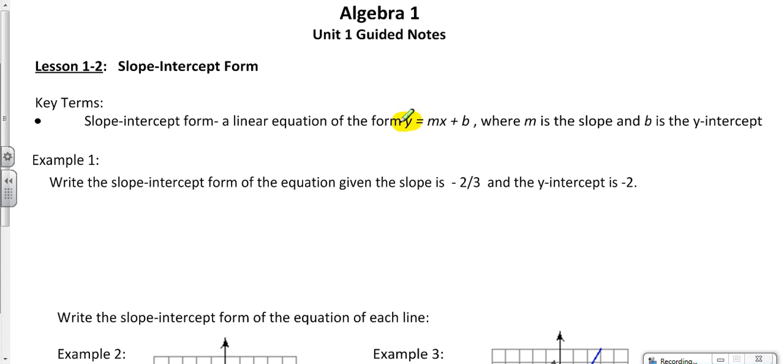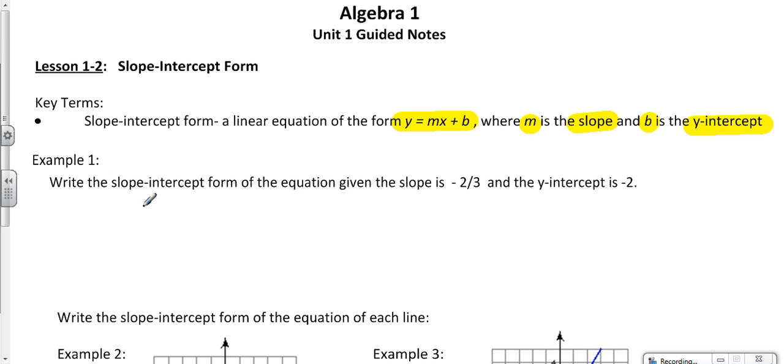So it gives you an equation of y equals mx plus b, where m is the slope and b is the y-intercept, and that allows you to graph things quite quickly, given that it's in the y equals mx plus b form. So let's take a look at this first example.